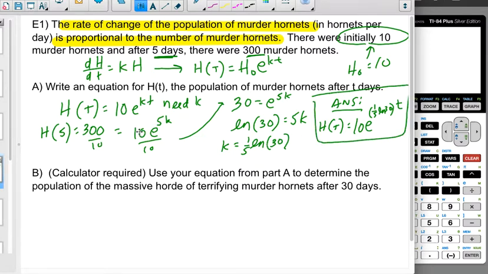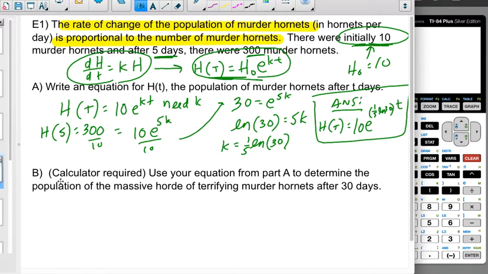So again, what I did is I wrote the general equation, right? And if you need to solve this diffeq to get this general equation, that's fine, but it really is much faster if you just accept that this is the solution to an exponential growth differential equation, right? And then I'm given 2 points. I'm given h of 0 is 10, or h naught is 10, and I'm given h of 5 is 300, and I use those values to find k. Once I know that, I write my equation.